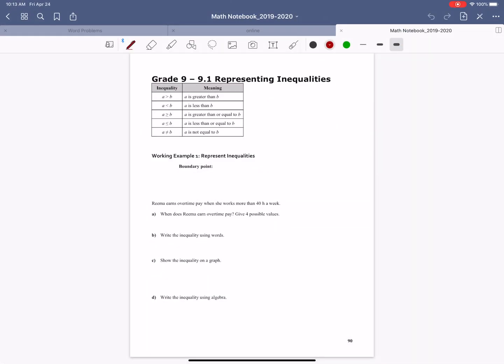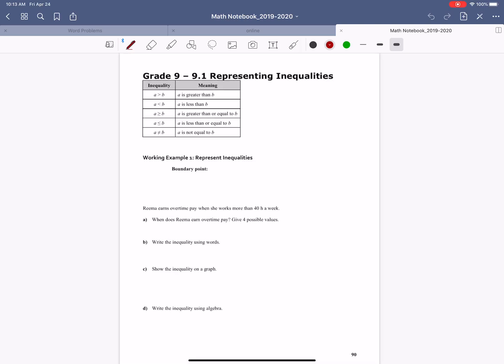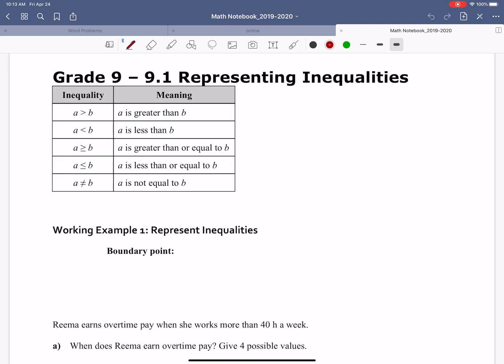Hey guys, so today we're going to learn about chapter 9. 9.1 is what we start off with. It's basically about inequalities. We talked about y equals x or 2x, okay? So basically we're changing the equal sign to an inequality.